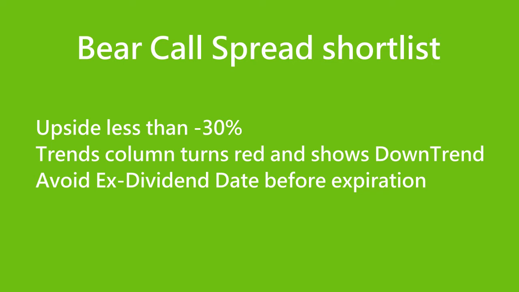We also use chart analysis to see whether the underlying is in an uptrend or downtrend. When the trends column turns red and shows downtrend with a number, we know the stock price has been bearish for consecutive days. We also need to avoid ex-dividend dates before options expiration. On one hand, ex-dividend dates usually lead to rising prices and assignment. On the other hand, if you get assigned, you might need to pay dividends for shorting the stock.